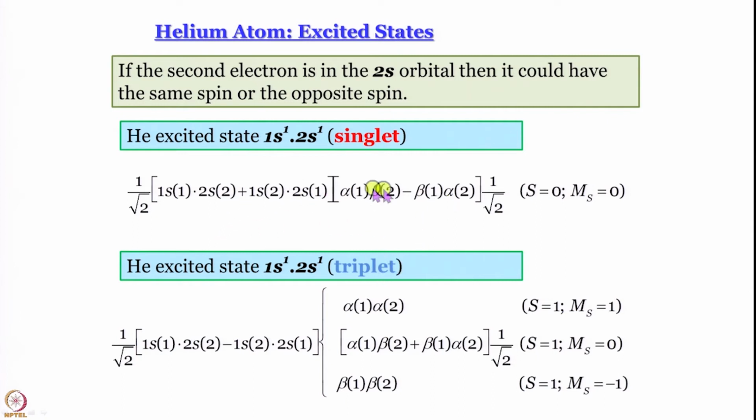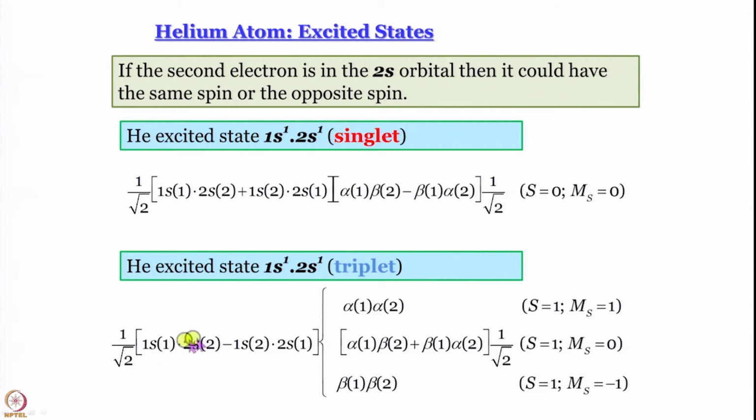Since you get only one wave function for the spatial part, this is called the singlet wave function. The state described by it is called the singlet state. What about this?